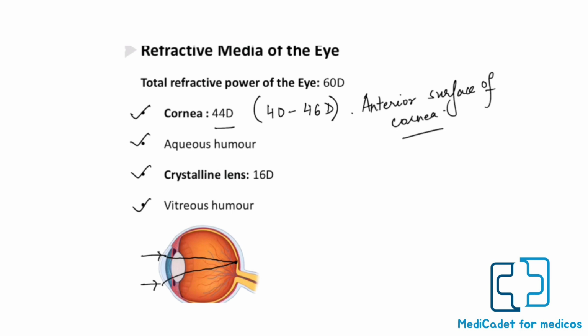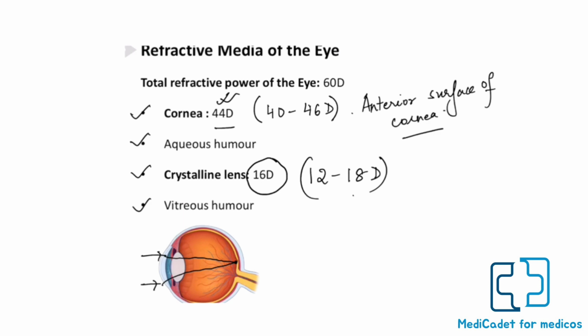This is important for MCQ, that the maximum bending of the light rays happens at the anterior surface of the cornea. Okay, so around 2/3 of the power is coming from the cornea. Now the lens contributes about 16 diopters of power. Once again, the range you can say is around 12 to 18 diopters. So the remaining power essentially is contributed by your lens. So 44 diopters by the cornea and around 16 diopters by the lens. Now just add these two, it will come to 60.